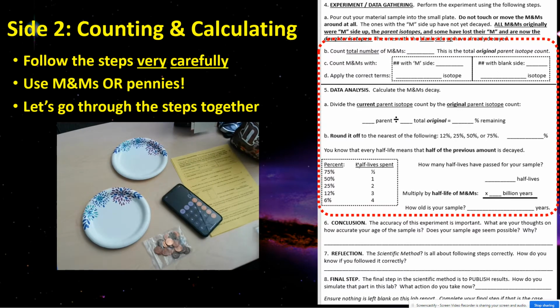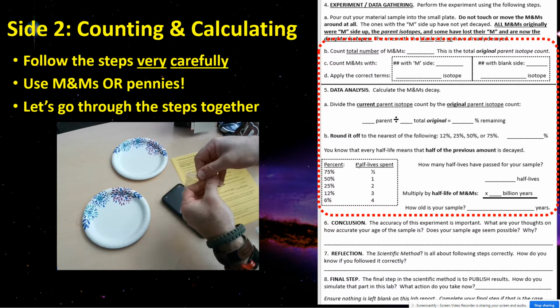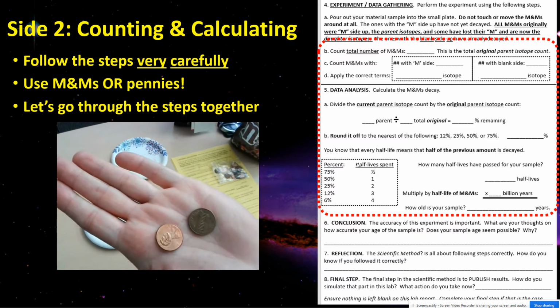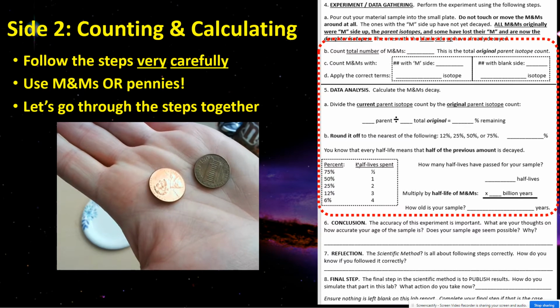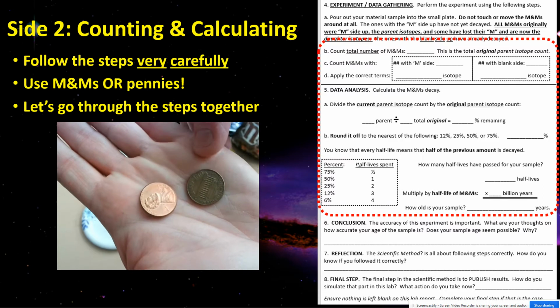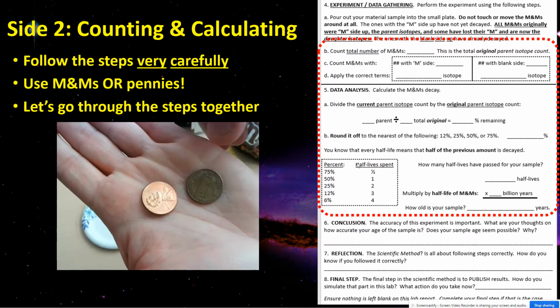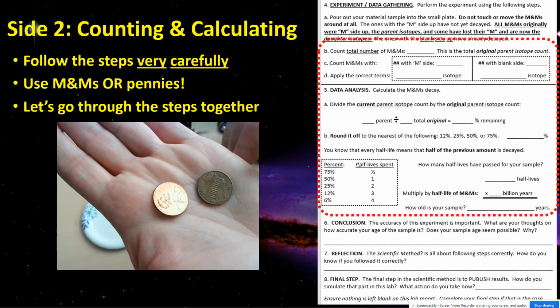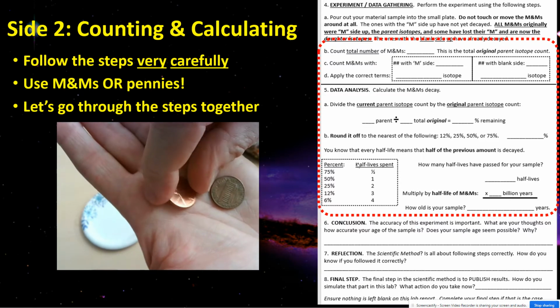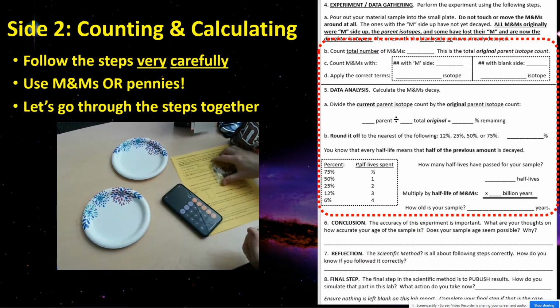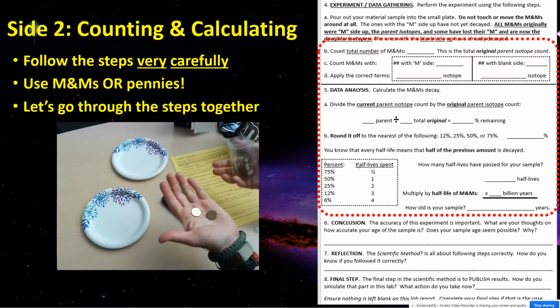For pennies, my friends, let's take a look. I've got a heads side up. We'll go with that one as the parent, and the tails side will be the daughter. Again, we're not going to count the daughter except to double check our math. What we'll be calculating is the heads compared with the total amount of the sample. Okay, so I am ready to do this.